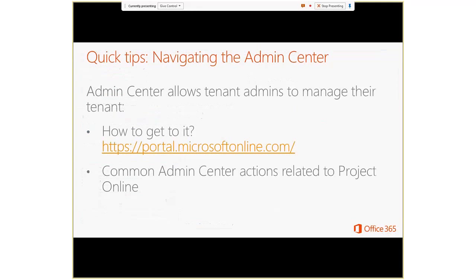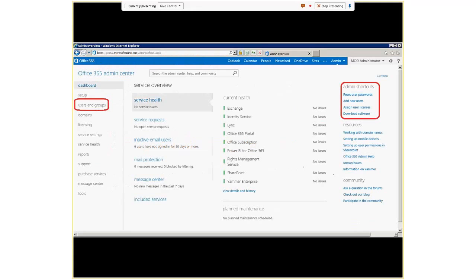And another quick tip, reinforcing what Brian showed in the demo earlier, is where to go. It's the portal.microsoftonline.com URL, the same URL. You just need to log in with your username and password. It would know based on your username and password what your tenant is, and take you right to the admin center. Okay, and yes, exactly what Brian showed.